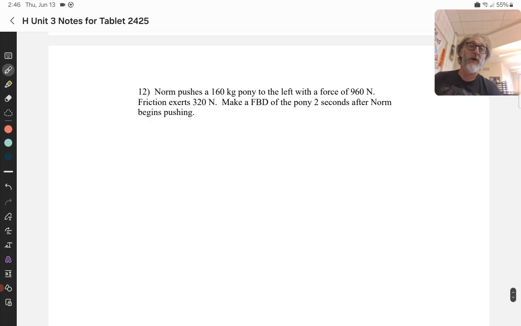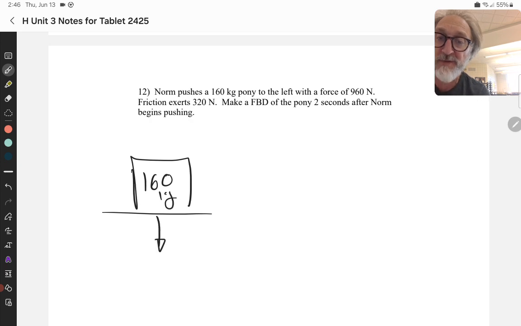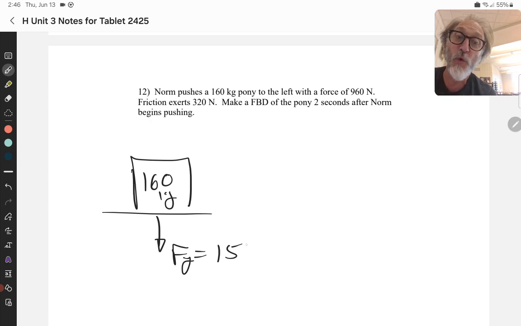All right, so now we have a 160 kilogram pony. 160 kilograms. So gravity is going to pull down with a force of 1,568 newtons. Is that right? Sorry, I don't know, I didn't write these out first. 160 times 9.8. Yes, sir. So that's always your first thing you put in, your force of gravity.